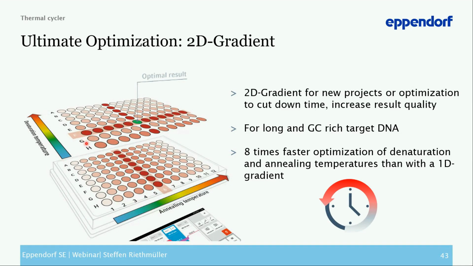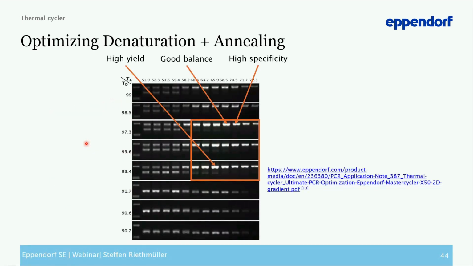So in total, you have 96 combinations of different temperatures to find the optimal combination for your PCR. This helps you a lot to save time, because you are 8 times faster with your optimization of denaturation and annealing temperature than with a 1D gradient. I just want to give you one example of how the results could look. So here you have the results of the 2D gradient.